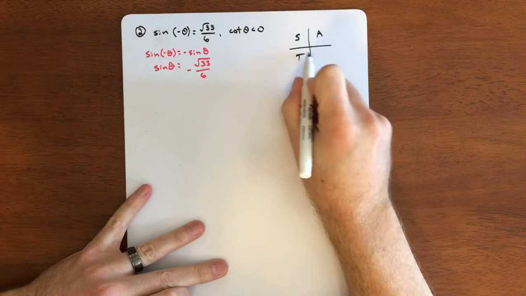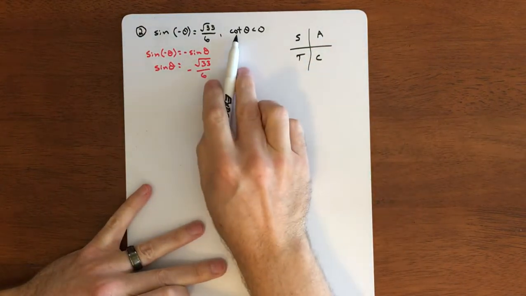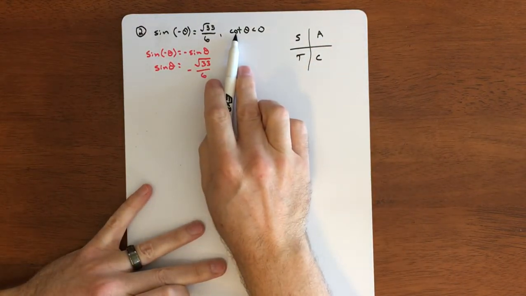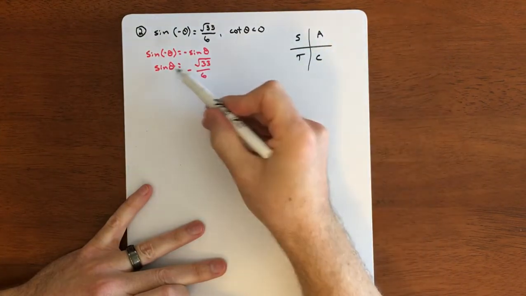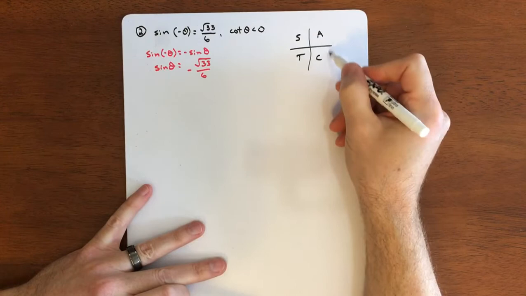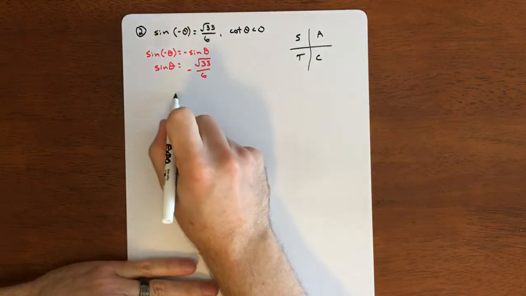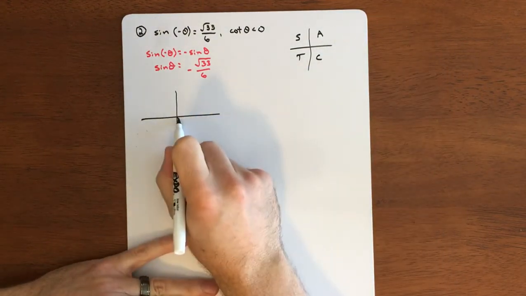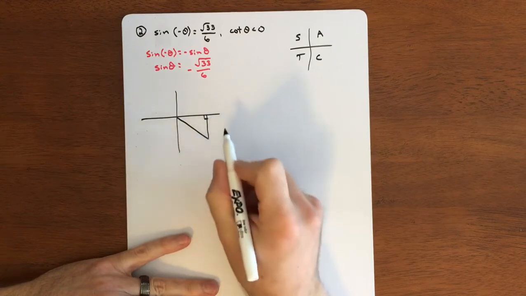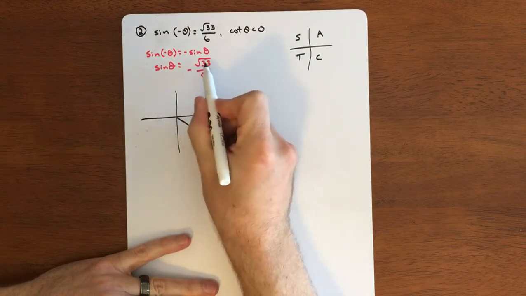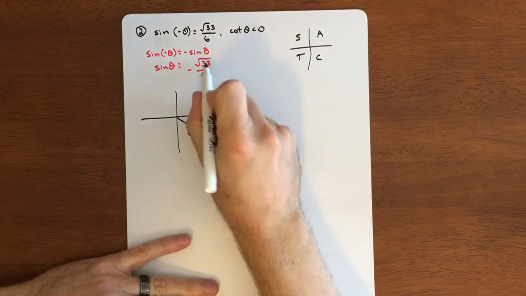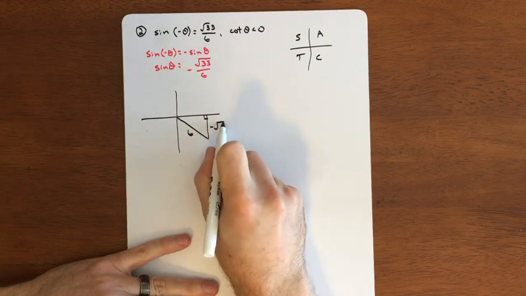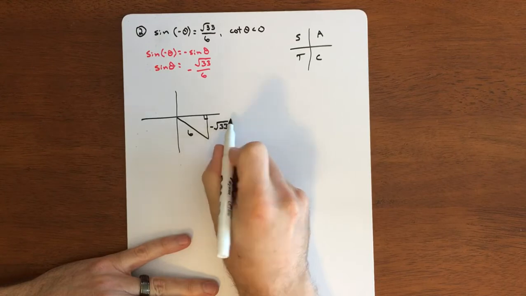Same thing, we're going to look to figure out where we're at. A smart trig class: tangent is negative, which leaves us in these two quadrants. And then sine is also negative, which means we're going to draw our picture in the fourth quadrant. In the fourth quadrant, sine is opposite over hypotenuse. Our hypotenuse is 6, and our opposite is negative root 33.